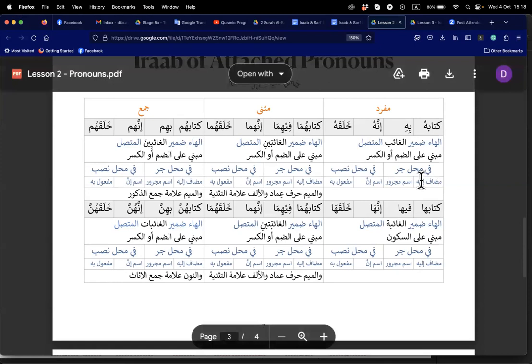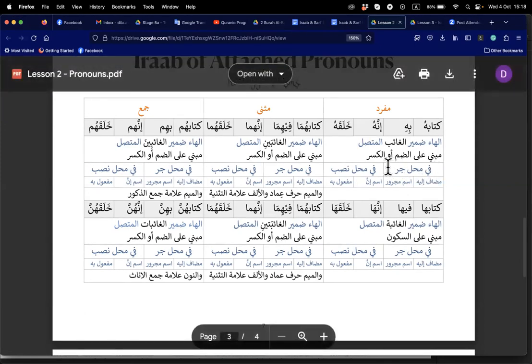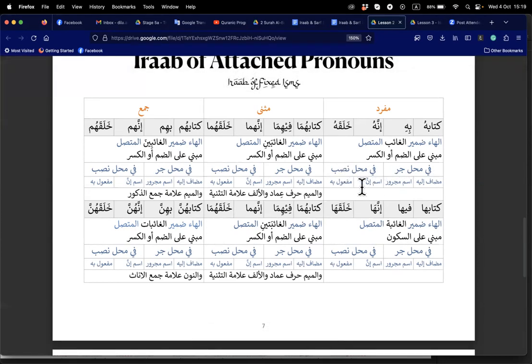Is it a mudhaf ilaihi? Is it ism majrur? So fi mahali jar, mudhaf ilaihi. Fi mahali jar, ism majrur. Fi mahali nasab, ism inna. Fi mahali nasab, maf'ul bihi. Like that. And it's going to be the same basically for all.